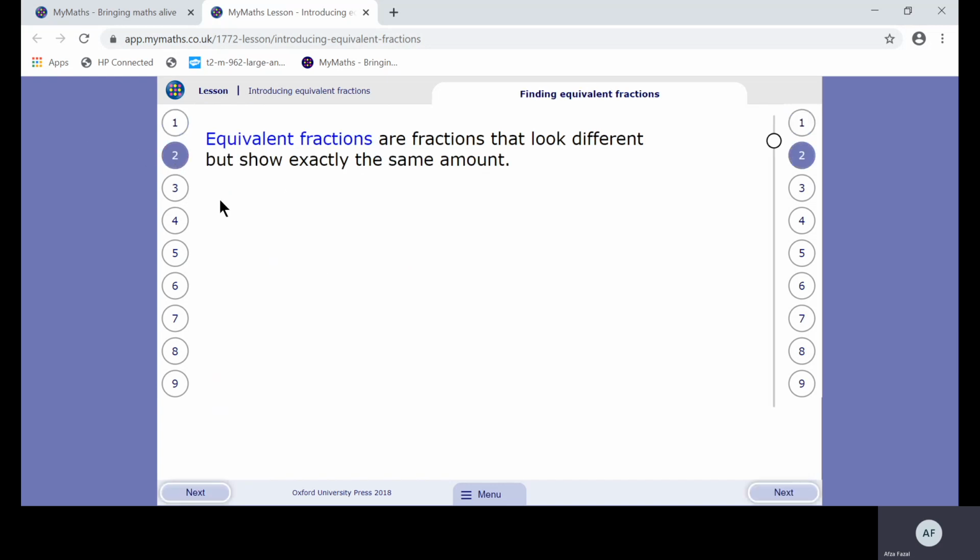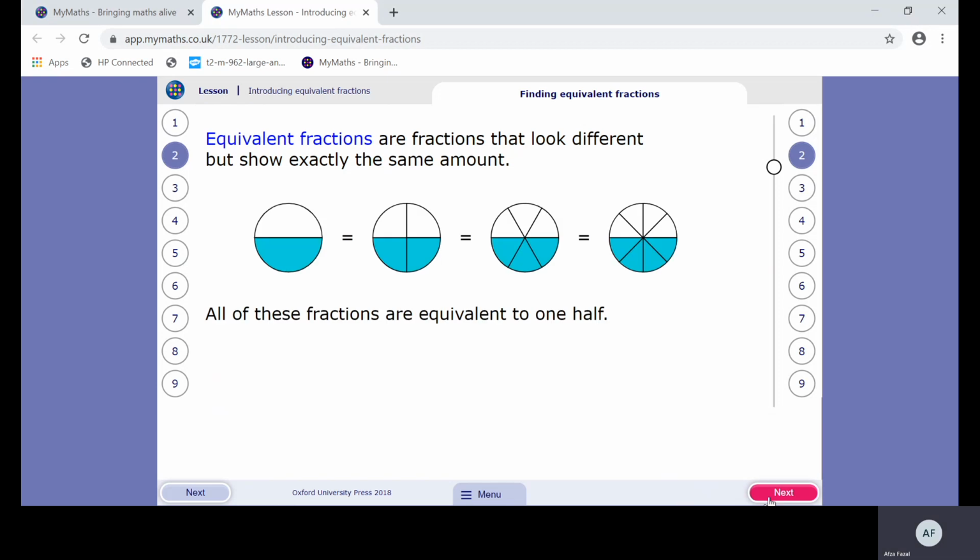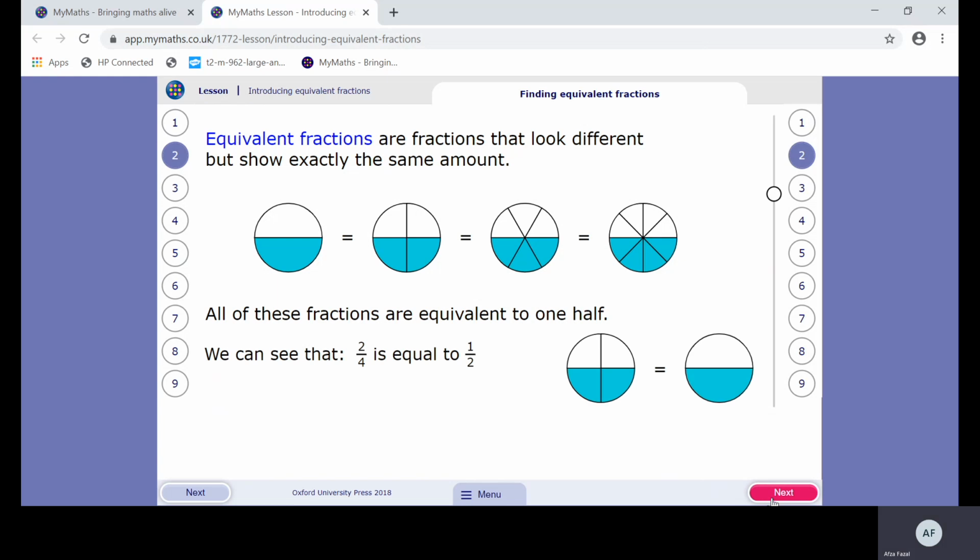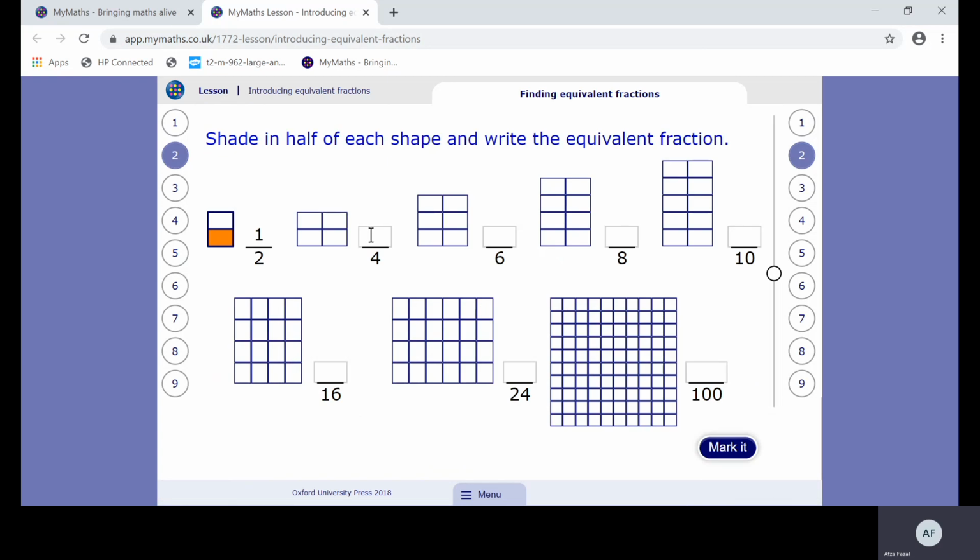Equivalent fractions are fractions that look different but show the same amount. So they all look different, but they're showing the same amount. They're all showing half. You can see that 2/4 is equal to a half, 3/6 is equal to a half, 4/8 is equal to a half.